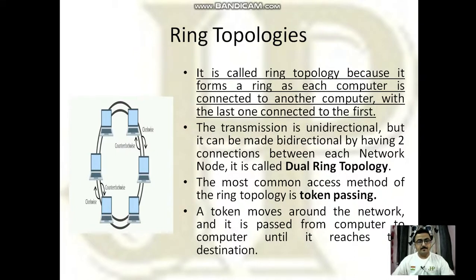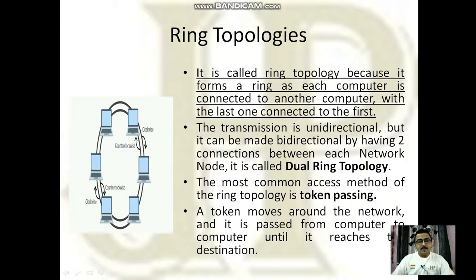Now the ring topology. It is called ring topology because it forms a ring, as each computer is connected to another computer with the last one connected to the first. Okay, like this here. So each computer is connected with two computers, the previous and the next one, and the last computer is connected to the first computer. So there is no need of some mediator known as hub.